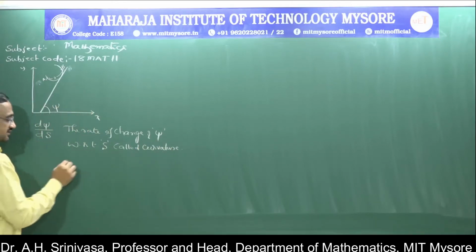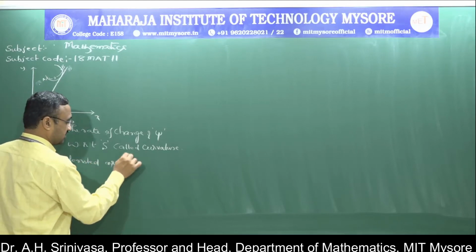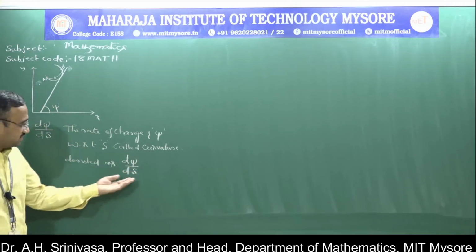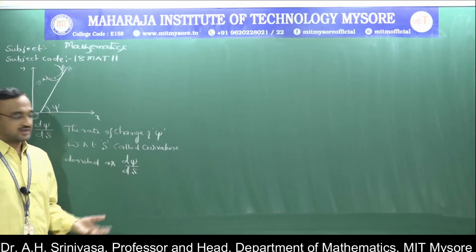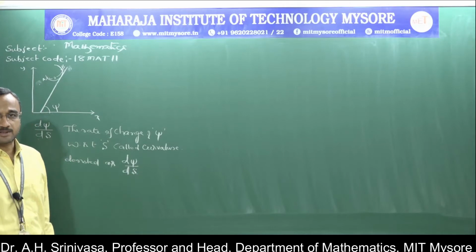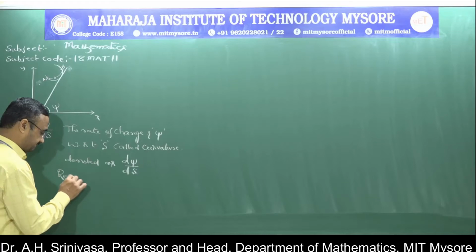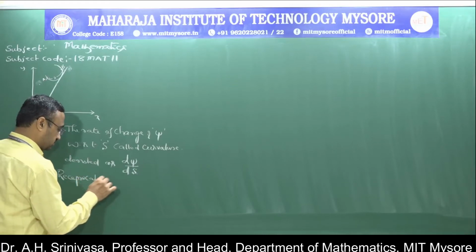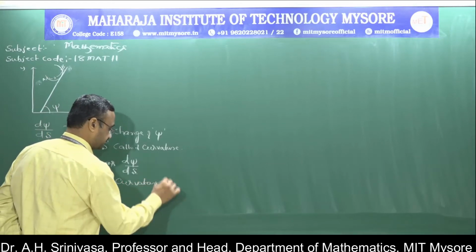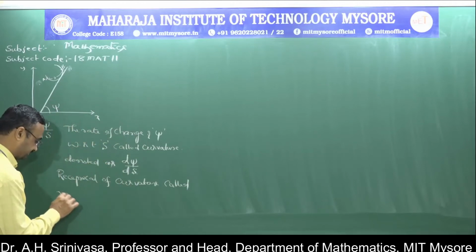So it is usually denoted like this. The rate of change means a derivative, here with respect to S. So the angle changing with respect to S is called curvature. If you take the reciprocal of curvature, it is called the radius of curvature.